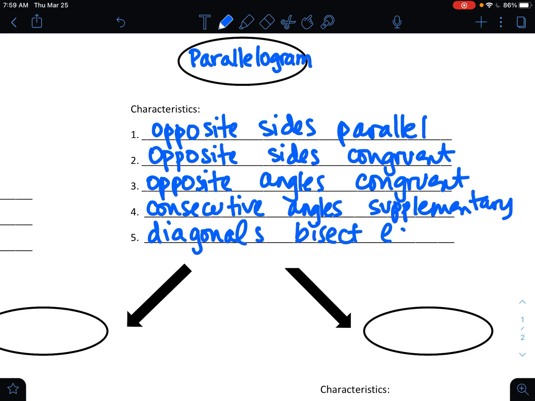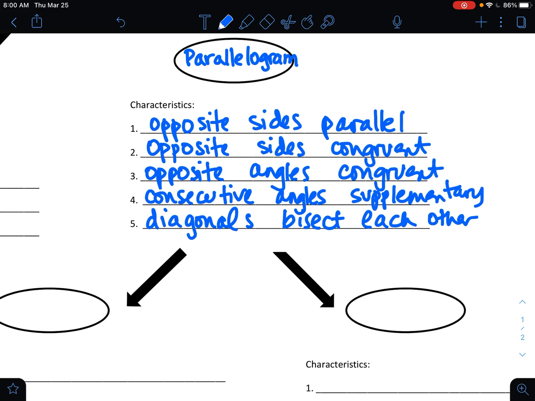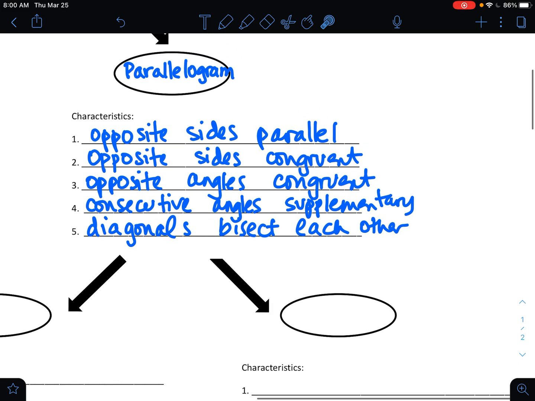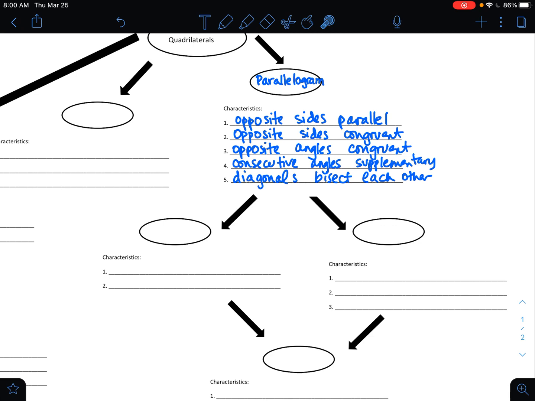Now, if you want to draw a picture, you can. But I will have us refer back to this as we proceed. So we got opposite sides parallel. We have opposite sides are congruent. And then 2 on angles. The opposite angles are congruent. The consecutive angles are supplementary, and then we have diagonals. They are bisecting each other.